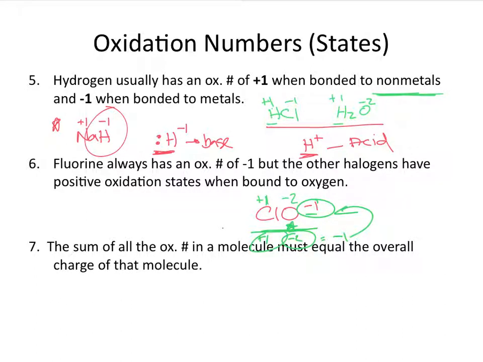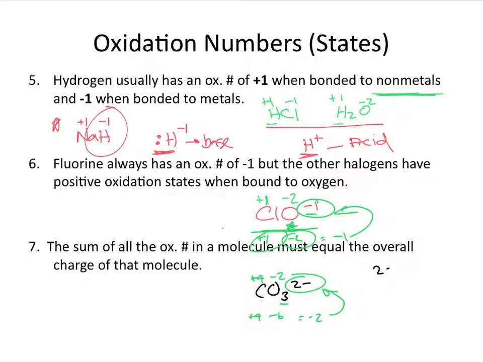If we look at another example, let's say CO3 2-, the overall charge here is 2-. If we assign our oxidation numbers, oxygen is going to be -2, and there are 3 of those, so 3 times -2 is -6. In order to get an overall -2 charge, carbon is going to be +4. So +4 - 6 equals -2, which matches the overall charge of the molecule.